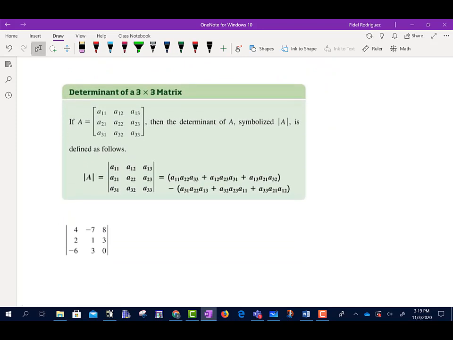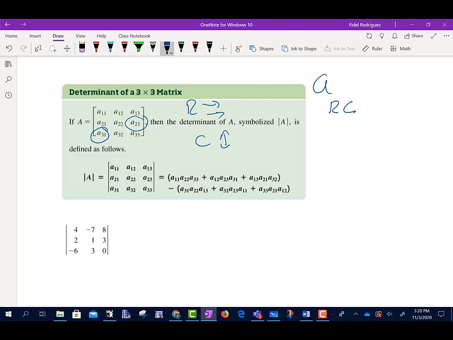Now, what happens when we have a 3 by 3 matrix? The process is going to be similar. Remember, when we write our numbers, the first number refers to the row and the second number refers to the column. So this entry right here is in the third row and the first column. This one here is in the second row and the third column. Remember, rows go left and right, and columns go up and down.